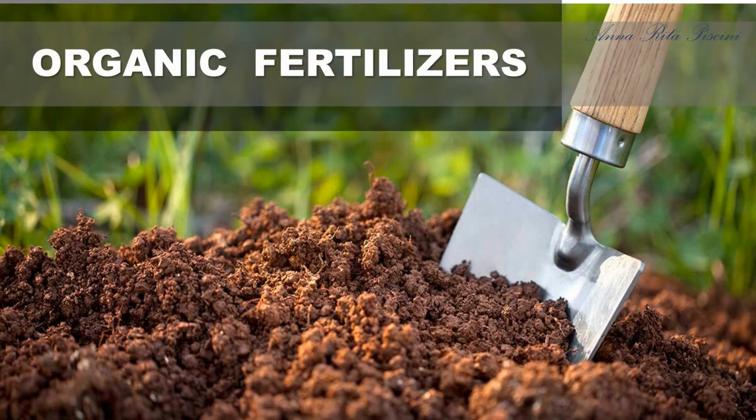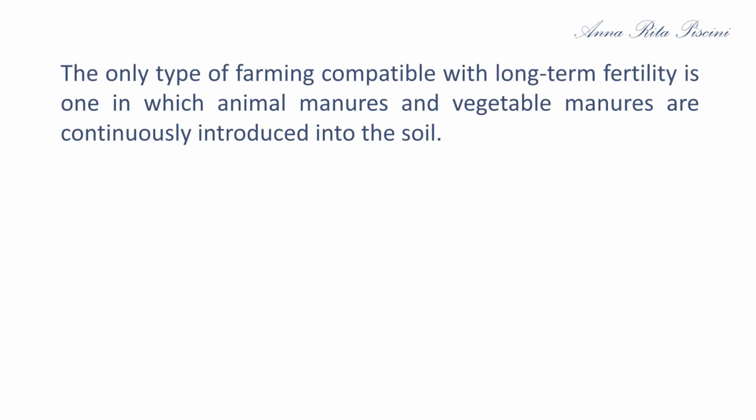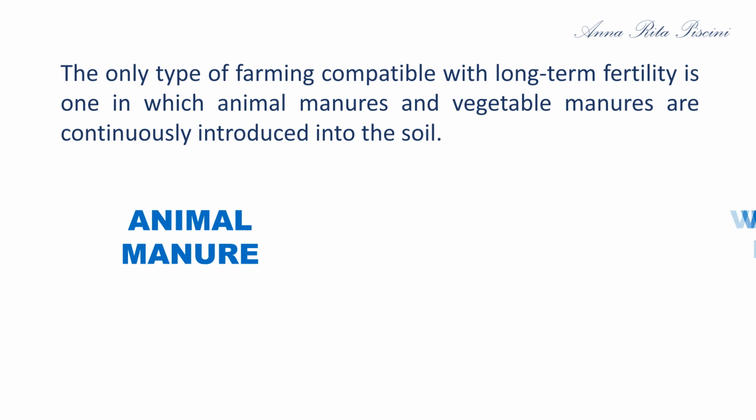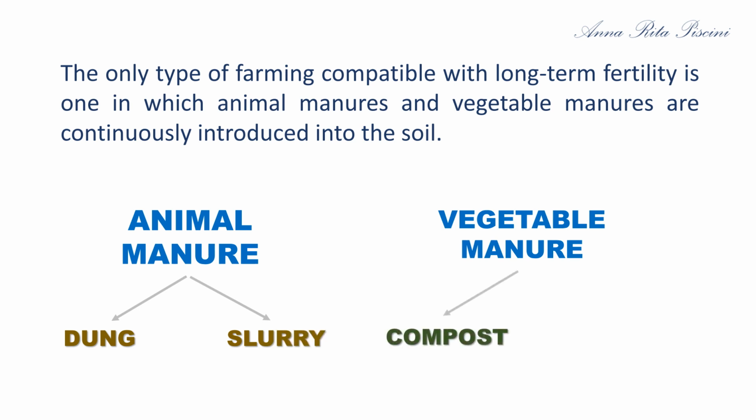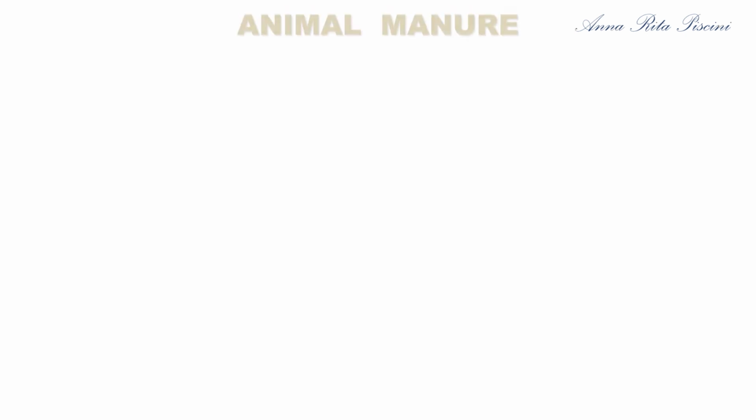Organic fertilizers. The only type of farming compatible with long-term fertility is one in which animal manures and vegetable manures are continuously introduced into the soil. Animal manure includes dung and slurry. Vegetable manure includes compost and cover crops.